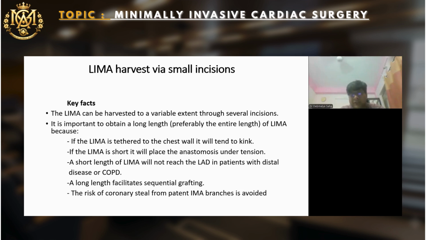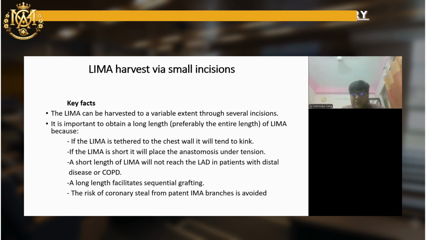In most cases, LIMA is used for diagonal to LAD sequential grafting, and if the LIMA length is not adequate, we cannot use sequential grafting. And the risk of coronary steal from patent IMA branches is avoided. That means if all the branches, like the proximal bigger branches, are not divided from the IMA, then there is a risk of coronary steal phenomenon. That means the flow will be diverted to the branches of the IMA rather than going to the coronaries.